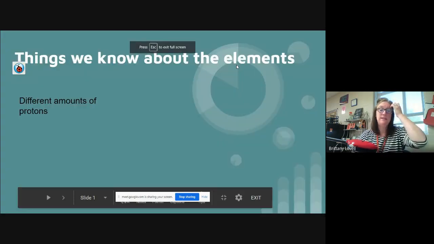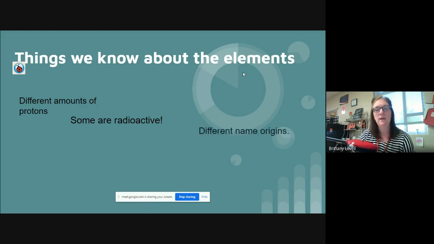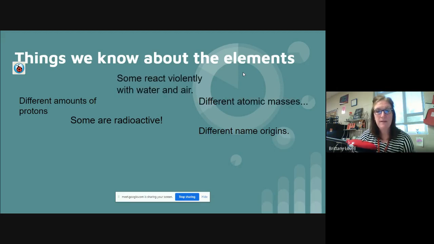So feel free to write these down in your notebook. You can take all the notes that you want. You can use these notes on the quiz next week. Things we know about the elements. Some of the kids said they have different amounts of protons, which they remembered from physical science. Some are radioactive. That is true. Their names are different. They have different name origins. Some are from Greek, some are from Latin, some are named for famous people, some are named for famous places. They have different atomic masses. Some will react violently with water and air.